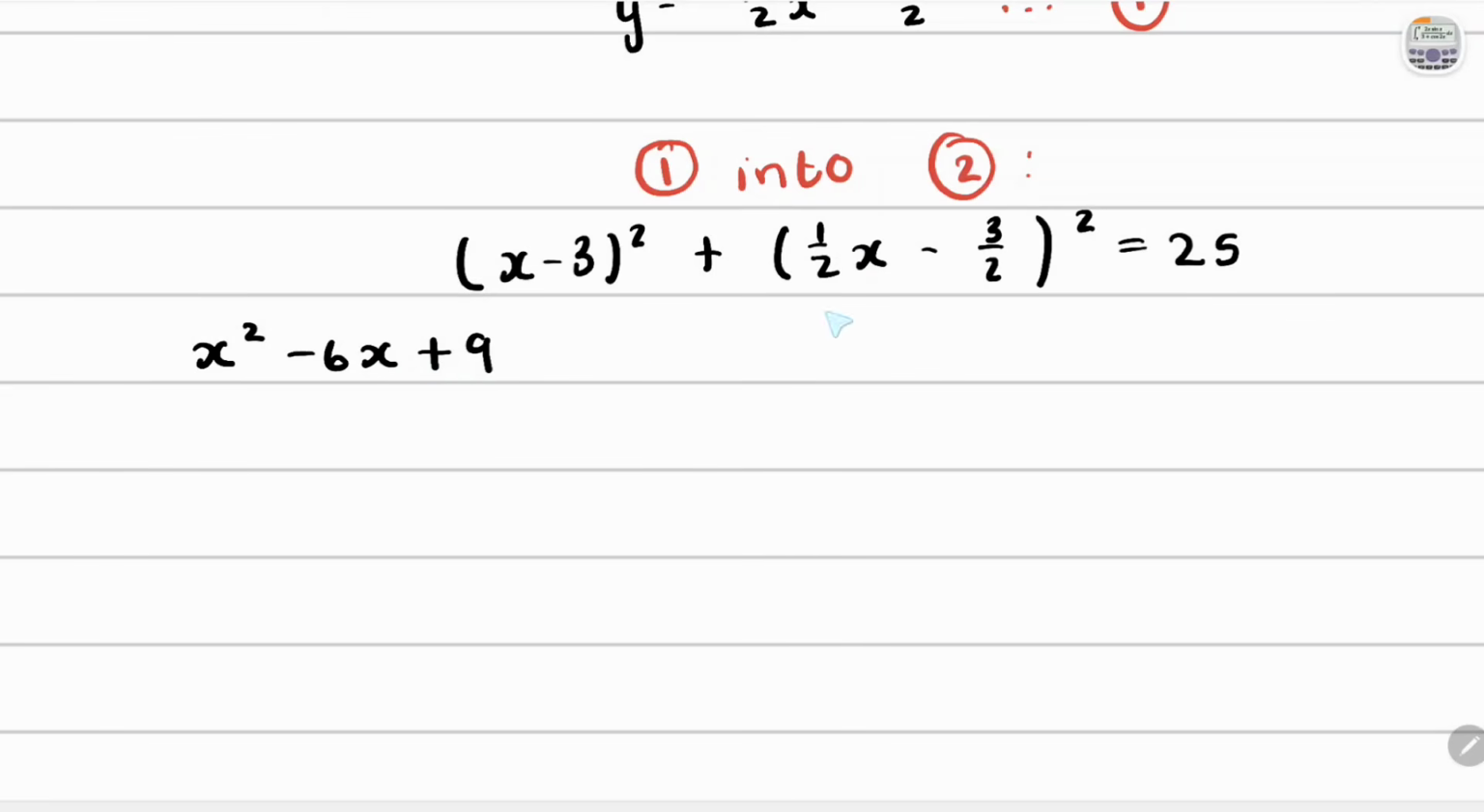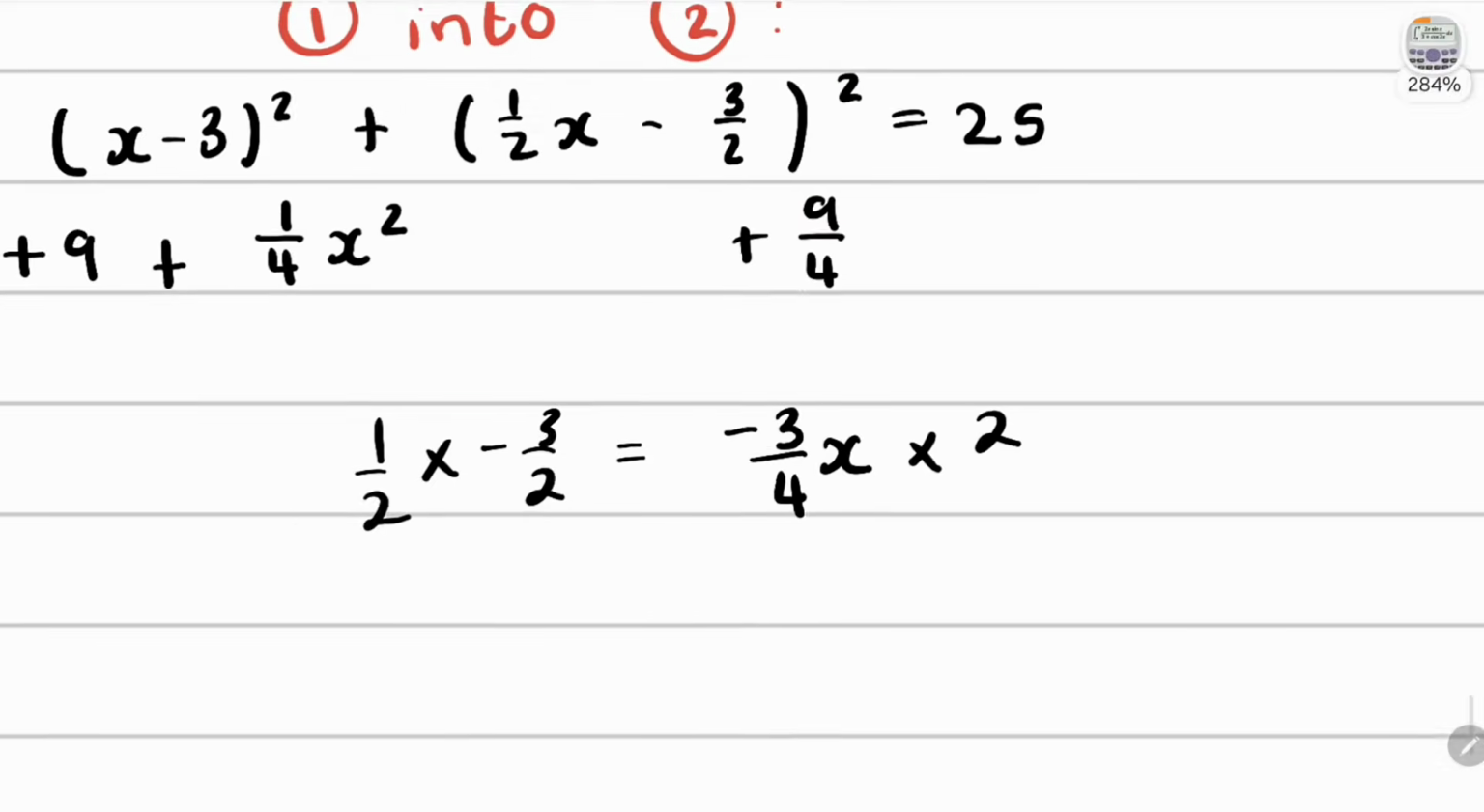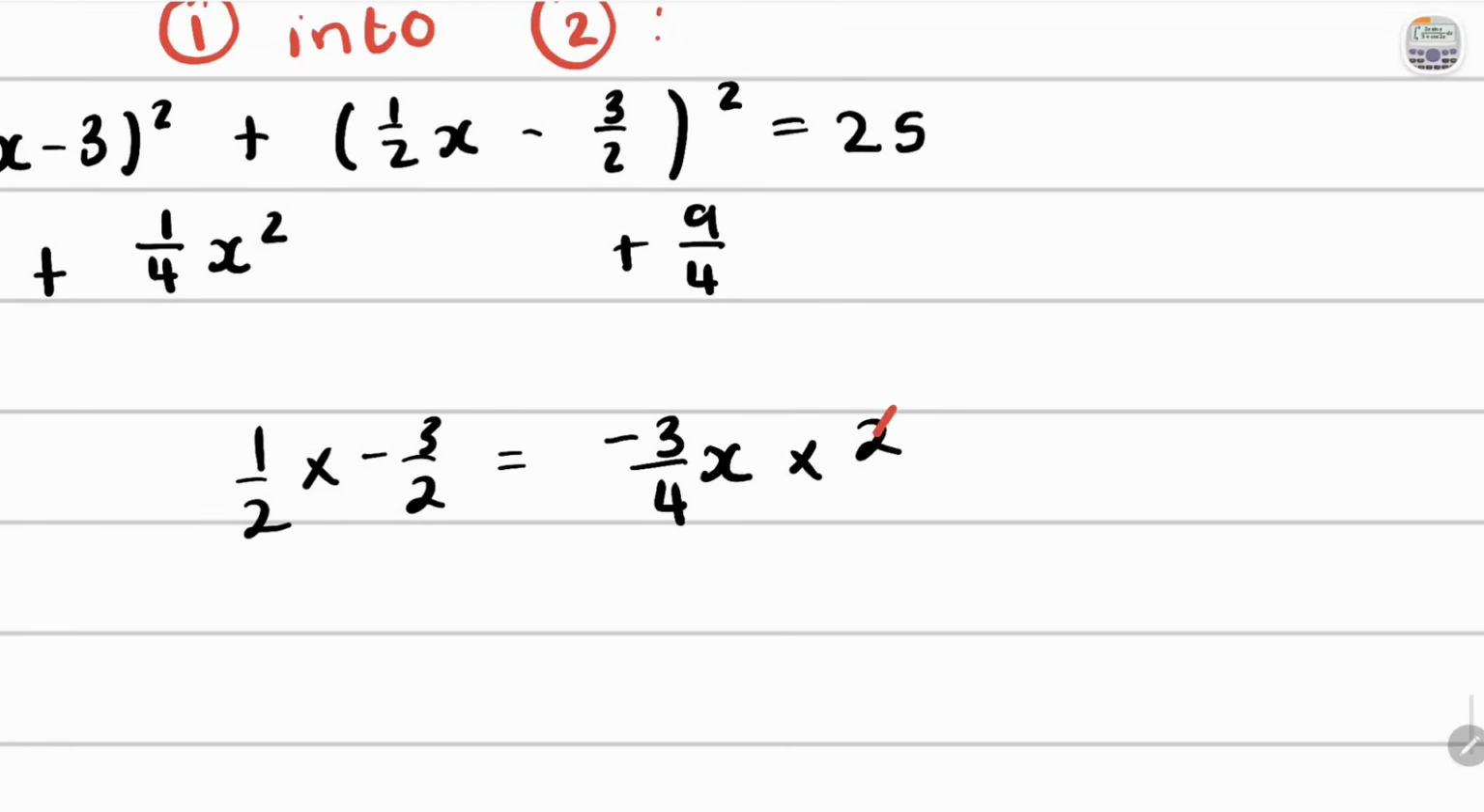Okay, so then here we're going to have to do the same thing. Square this. When you square it, it becomes 1 over 4 x squared. And then when you square that, it becomes 9 over 4. And then when you multiply both of them, you see a half times -3 over 2 gives you -3 over 4. But then you must multiply this by 2. Of course, it's going to be -3 over 4 x, and then multiply by 2. If you multiply by 2 across, 2 cancels here, 2 cancels here, leaving you with 2 left, meaning your answer is just -3 over 2 x.